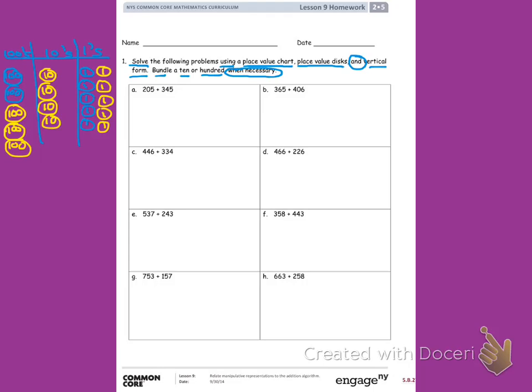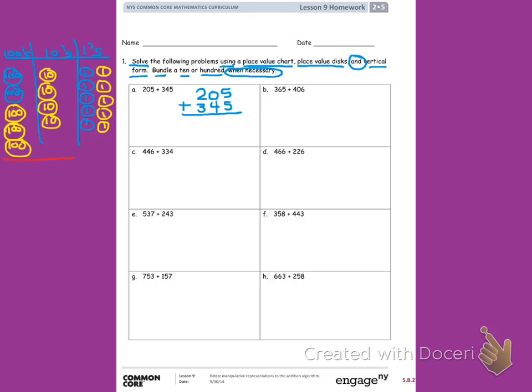Now I'll go ahead and write it in the written vertical form. 205 plus 345. I like to make sure that I line my numbers up correctly so that the ones, tens, and hundreds are just in line. It makes it easier to add that way.